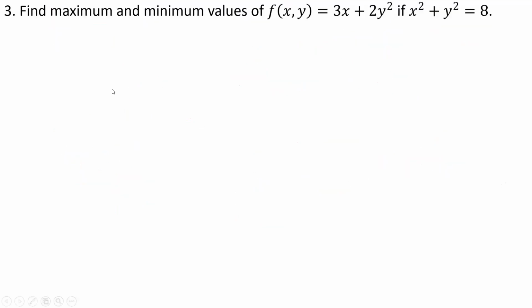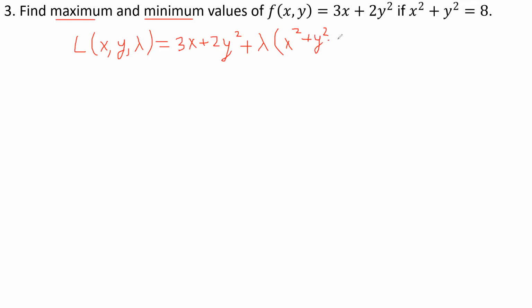Now we move to the third problem, and here we have some function over some circle, and we need to find the maximum and minimum values of this function. We will use the Lagrange method, so we will build L. As we have only one condition, we need only one coefficient, so we will write 3x plus 2y squared, and then we will write plus this coefficient times this difference.